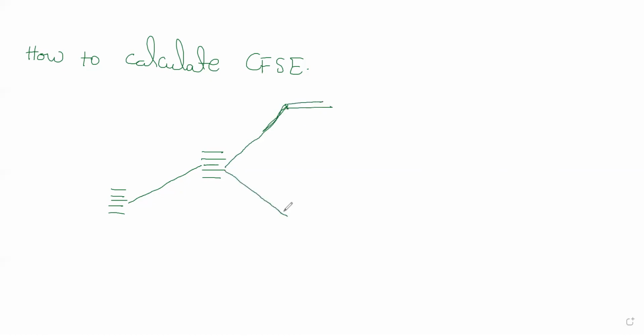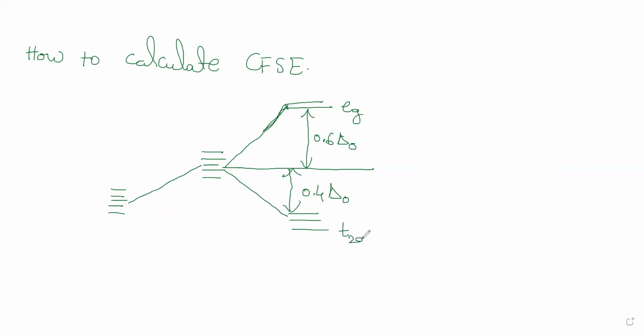So this is how exactly we have to draw. Exactly how to draw is like this, and then this is my Barry center, and this is 0.4 delta naught. This is 0.6 delta naught. This is how exactly we have to draw the diagram. Exactly speaking, the 5d orbitals slightly will be lifted in energy. And 0.4 delta naught. This is my T2G.